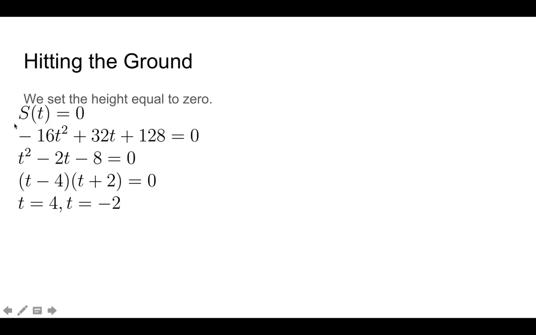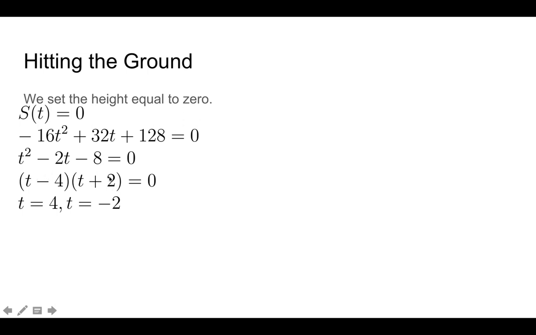Okay, so first off, everything here has a common factor of 16. So I divided through by negative 16. I like having a positive leading coefficient. I don't want this negative in front. So divide everything by negative 16. We get t squared minus 2t minus 8 equals 0. You can check those details. Hey, that factors. That's t minus 4 times t plus 2. Check that. Make sure you believe that.